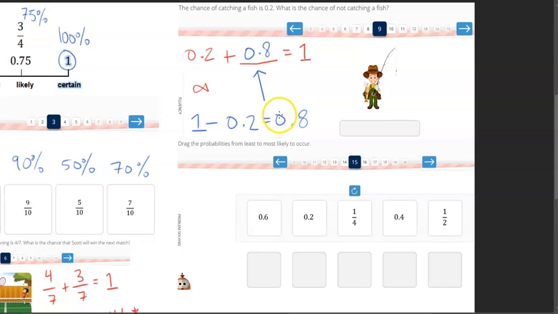If you want to put this in percentage terms, the likelihood of catching a fish is 20%. So the likelihood of not catching a fish is 80%. Because all up, that will equal 100%.